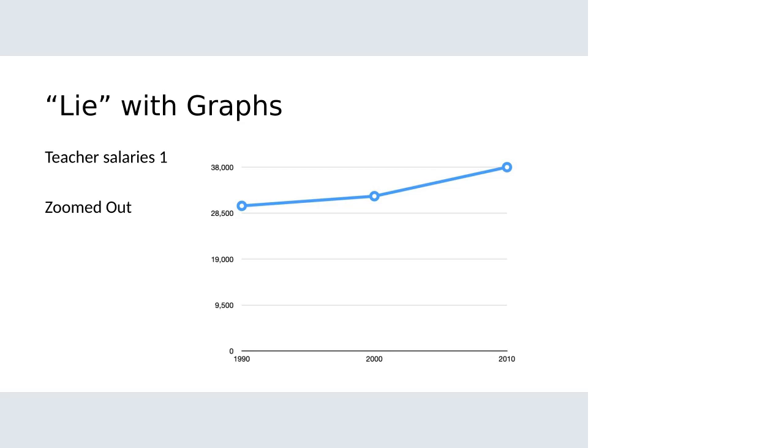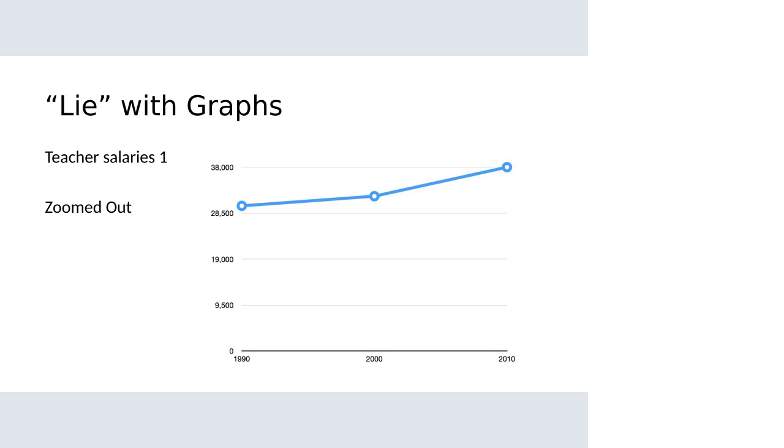When the opportunity presents itself, we're going to talk about how to, quote unquote, lie with statistics in this chapter. We've seen a couple examples of that so far. And since we're talking about graphing today, we're going to talk about how to lie, quote unquote, with graphs. And here we see a graph of teacher salaries. What we've got here is some town somewhere, 1990, 2000, 2010. These were their teacher salaries.